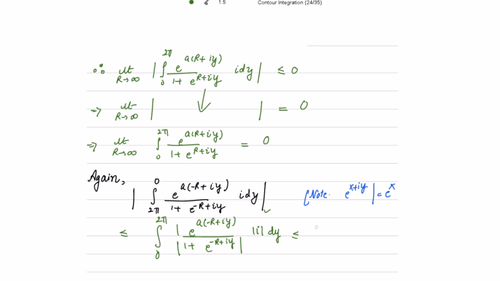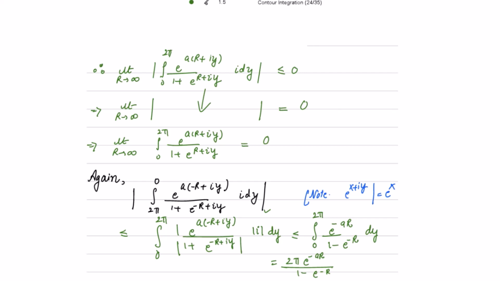So this is then 0 to 2 pi, e to the power negative ar over 1 minus e to the power negative r, right? And dy. And because all this is constant, integrating 1 with respect to y will give me 2 pi. So this is equal to 2 pi e to the power negative ar over 1 minus e to the power negative r. Now this is fine. It is very important to change the limits first, right?